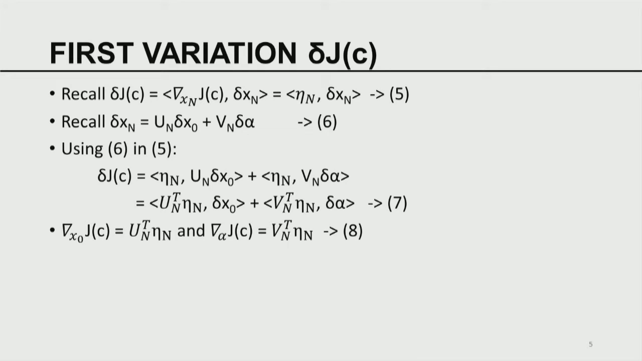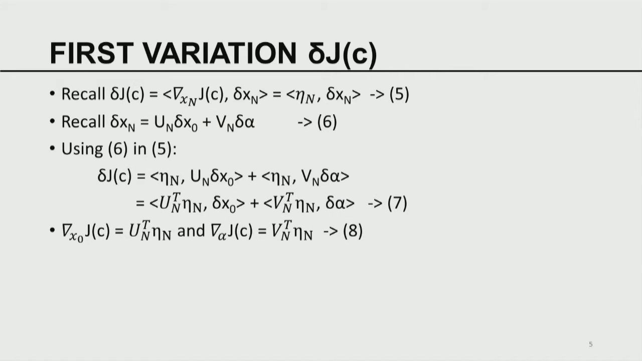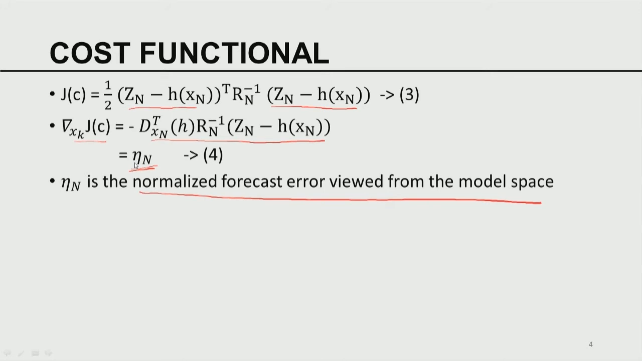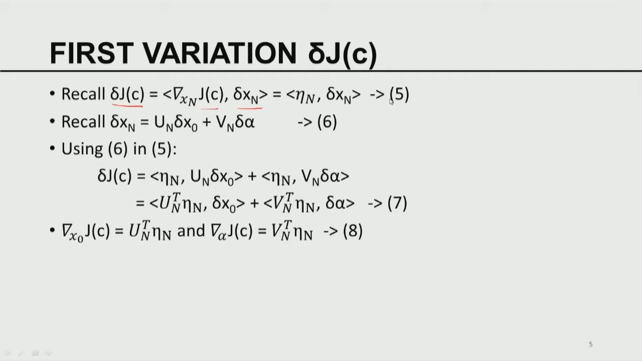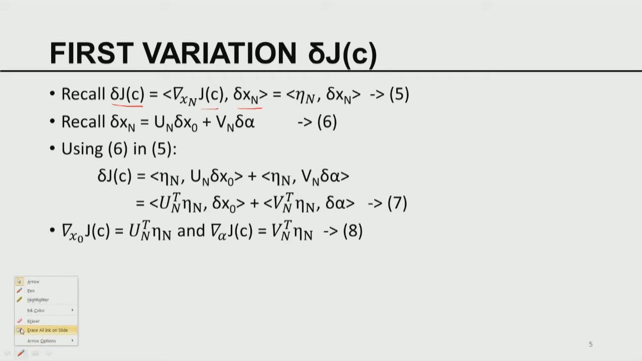I have now computed the derivative of J with respect to XK. Now I am going to consider the first variation. So recall the first variation delta J is given by the gradient times delta X of n, and the gradient with respect to X of n is eta n. That is what we have seen in the previous slide, equation 4. So the first variation is essentially the inner product of eta n with delta X n.